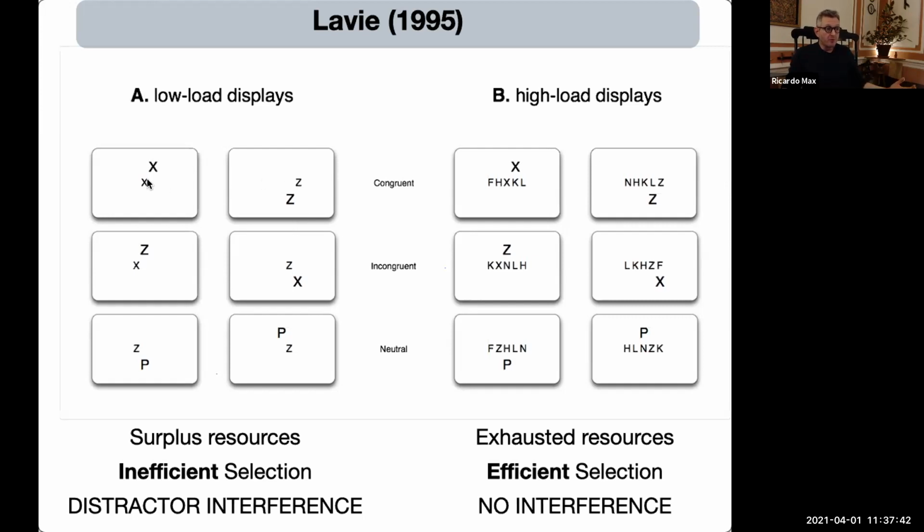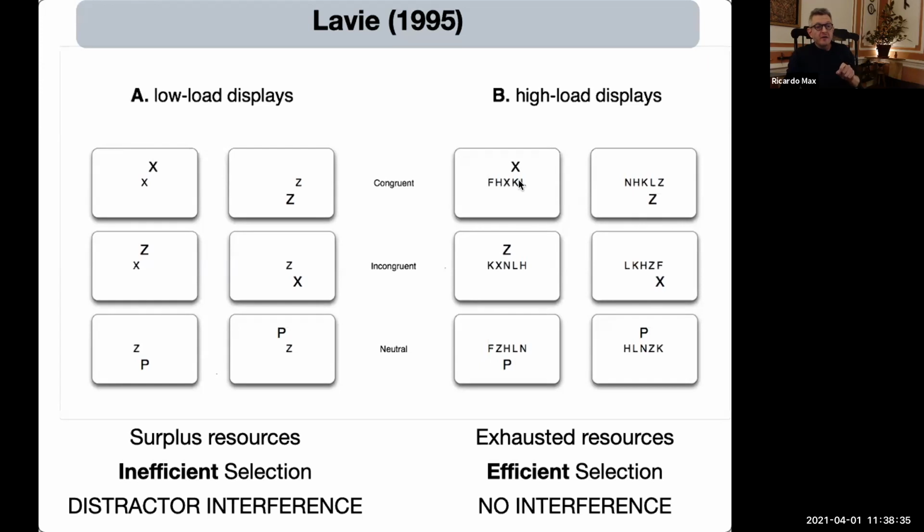And it's low load because you have only one letter to find, and you identify it really fast, and then with these surpluses you end up processing the distractors. And then because we end up processing the distractors in incongruent trials, the incongruent distractors that were processed compete with the target, and then we have response competition, and then we have slower reaction times compared to neutral, where the neutral distractors were also processed in low load displays, but they didn't activate any motor response, or no response competition.